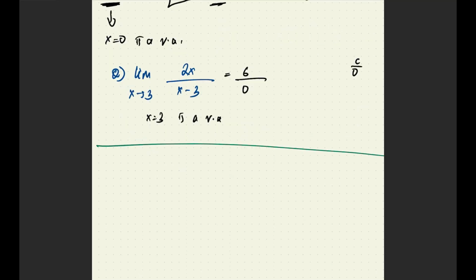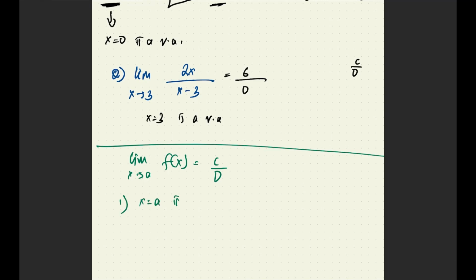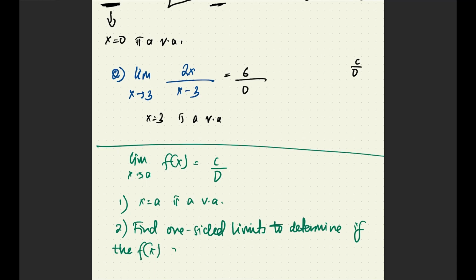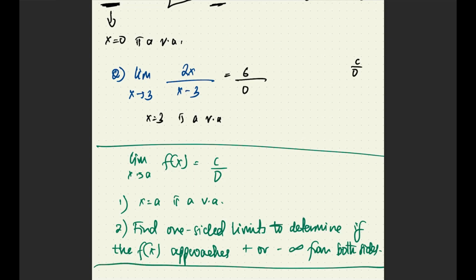Alright, so whenever the limit of a given function is of this form c divided by 0, there are two important things that we need to do. The first thing is that x equals a is a vertical asymptote, and the second thing is that we need to find the one-sided limits to determine if the function approaches positive or negative infinity from both sides. So this is important. If you keep this in mind, then all these questions will be pretty simple for you.